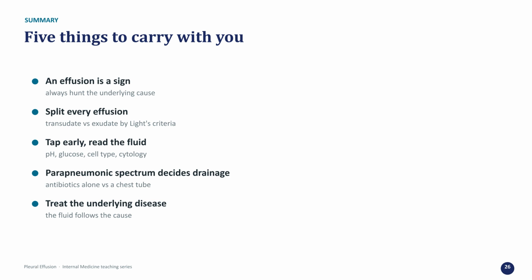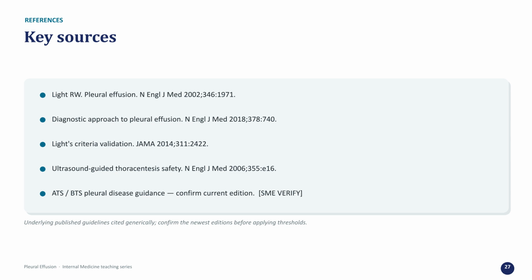Avoid common pitfalls. Tap parapneumonic effusions early before they organize. Be wary of pseudo-exudates in heart failure. Don't drain too much fluid too quickly to prevent pulmonary edema, and never ignore pH and glucose, as they are crucial indicators for drainage. In summary, our patient receives intravenous antibiotics and a chest tube to clear the complicated infection.